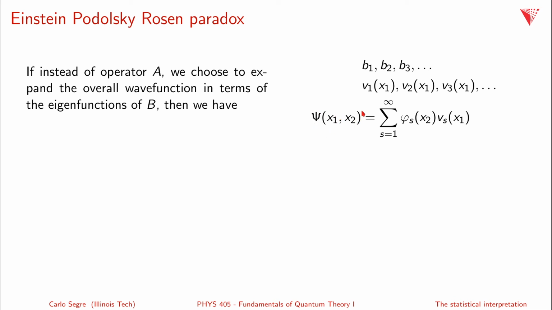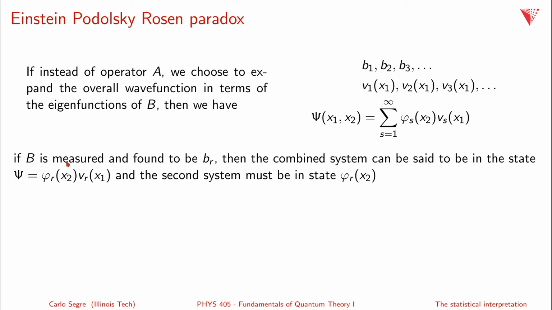So the same wave function that we described in terms of the U's and A's, we can describe now in terms of the V's and B's. So psi of x1, x2 is equal to the sum from s equals 1 to infinity of phi sub s of x2 times v sub s of x1. Again, these phi sub s of x2 are coefficients.